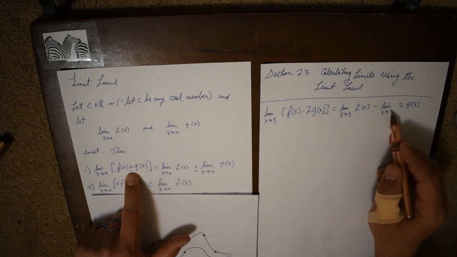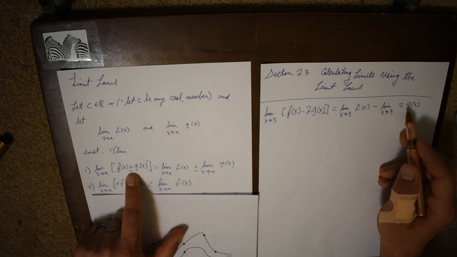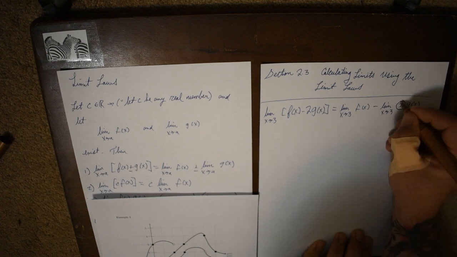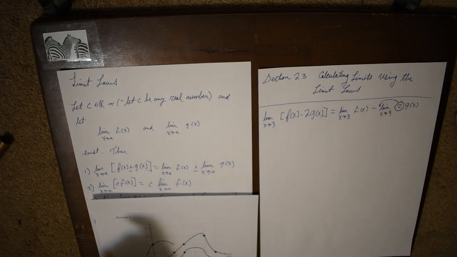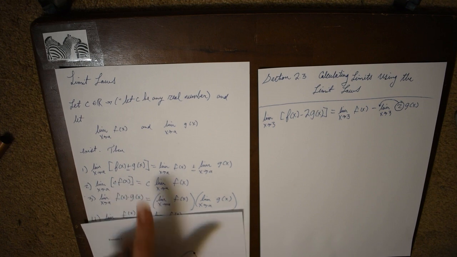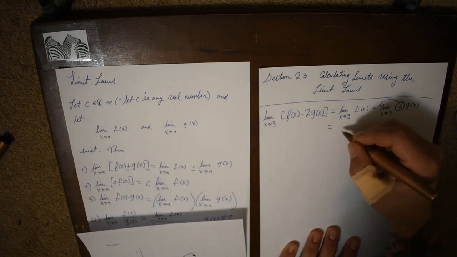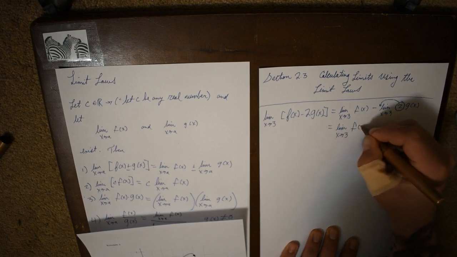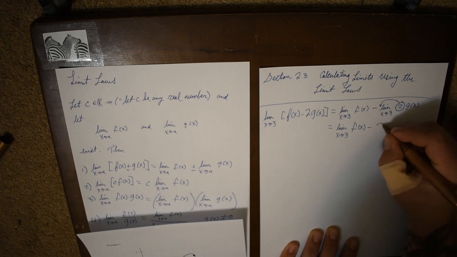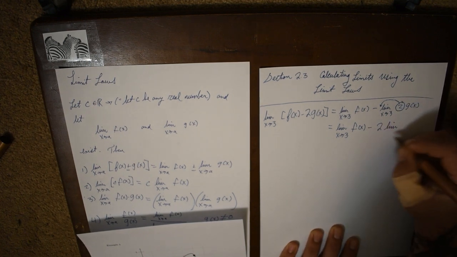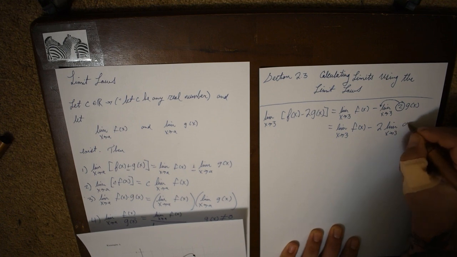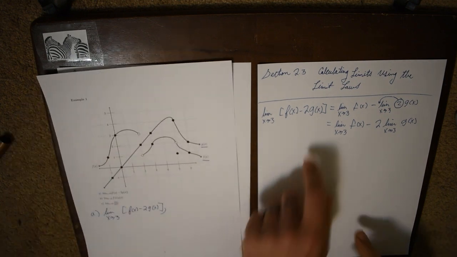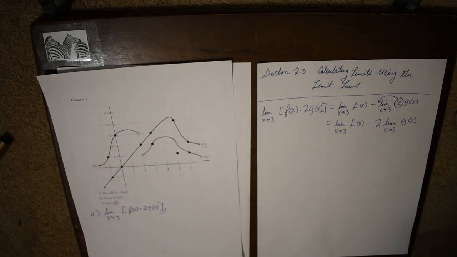But now let's deal with the limit as x approaches 3 of 2 times g of x. Well, constants you can pull out in front of limits. That's what limit law 2 is getting at. Constants can be pulled out. So this is equal to the limit as x approaches 3 of f of x minus 2 times the limit as x approaches 3 of g of x.